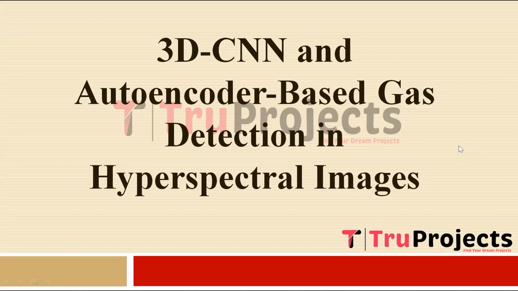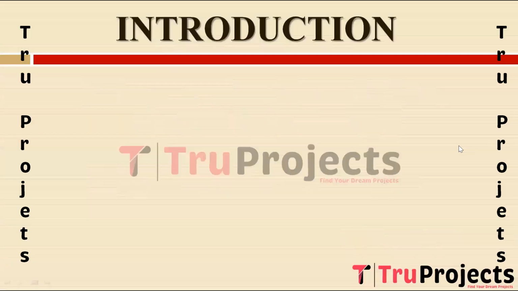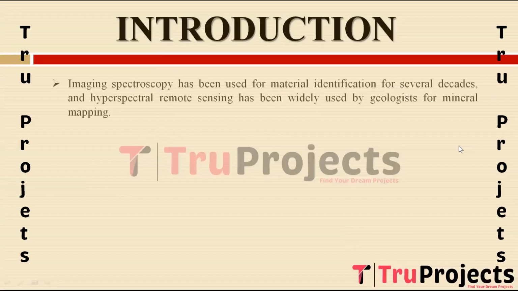In this video, we are going to explain the project titled 3D CNN and autoencoder based gas detection in hyperspectral images. Introduction. Imaging spectroscopy, which has a history of several decades, has been widely used by geologists to identify materials and map minerals. This technology allows the characterization of minerals based on their spectral signatures.